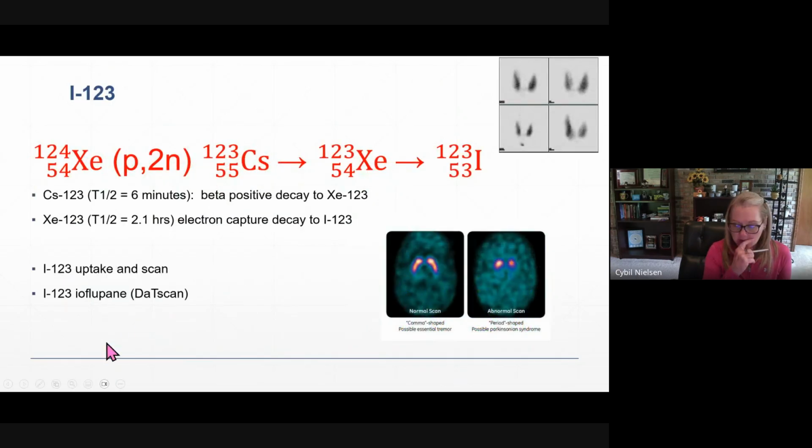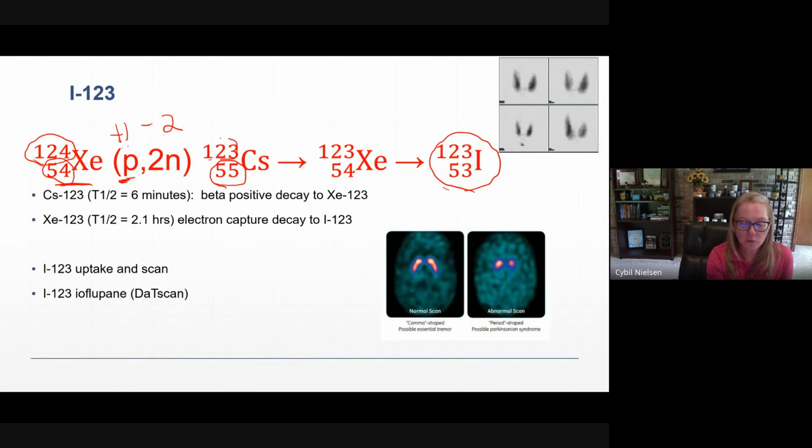All right. So this one's the confusing one. This is how I-123 is made. Again, you don't have to memorize this, just understand what's happening with the numbers. I'm going to start with xenon 54. I'm going to add a proton, so my 54 becomes 55. I add one proton minus 2 neutrons, so my 124 plus 1 is 125, minus 2 is 123.